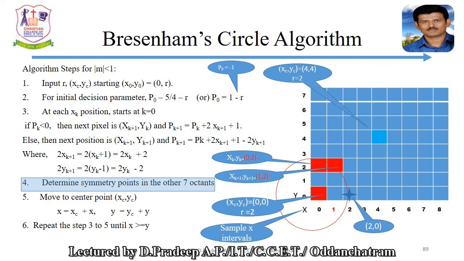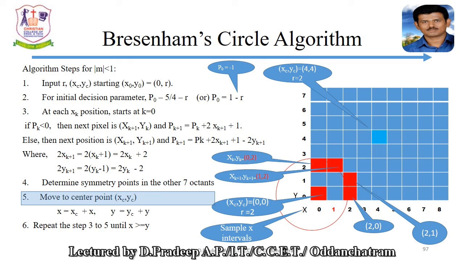After finding the boundary point, we have to find the symmetry points in the other 7 octants. Initially, the symmetry point of 0 comma 2 is 2 comma 0. Next the symmetry point of 1 comma 2 is 2 comma 1. So we can find the other octant values.